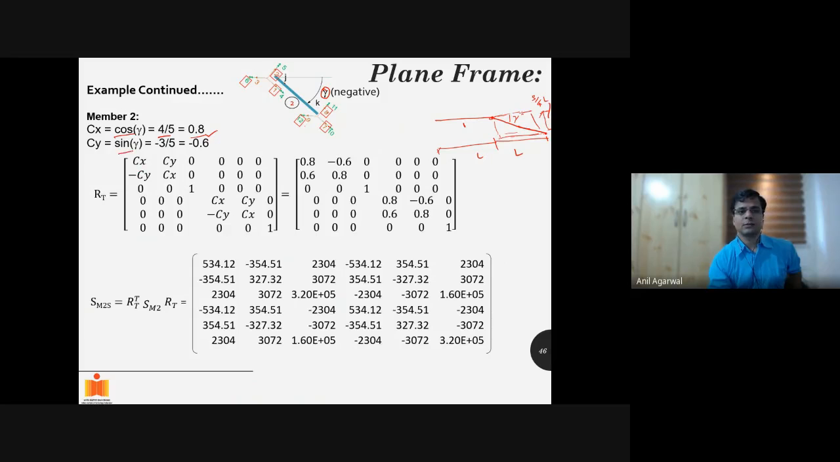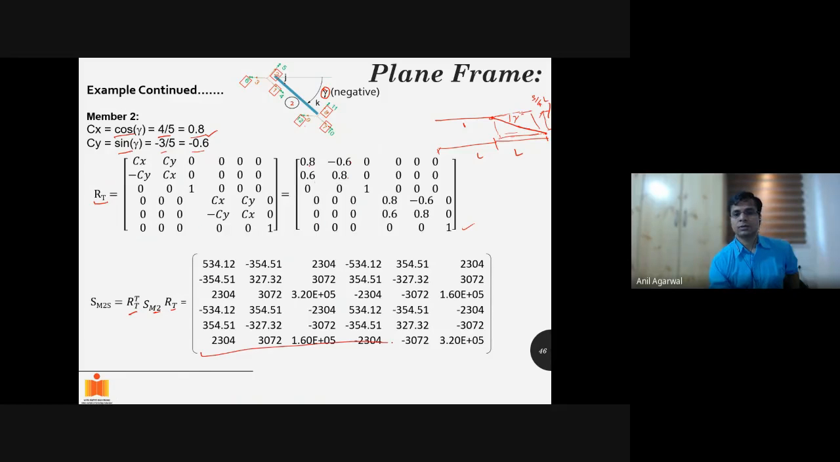Likewise, sin gamma this time will be negative, right? Because it is a negative angle. Minus 3 by 5, that is minus 0.6. We substitute the values into this RT matrix: 0.8, minus 0.6, 0.6, 0.8, and so on. You will get the RT matrix. RT transpose SMS RT will give me the stiffness matrix in the global coordinate system. So the stiffness matrix for the second member will be equal to RT transpose SM RT.